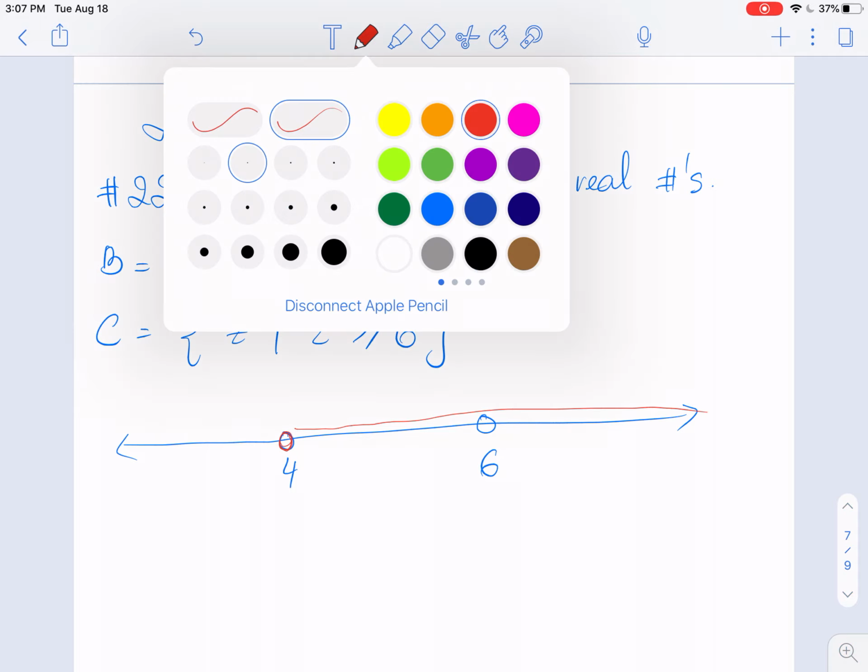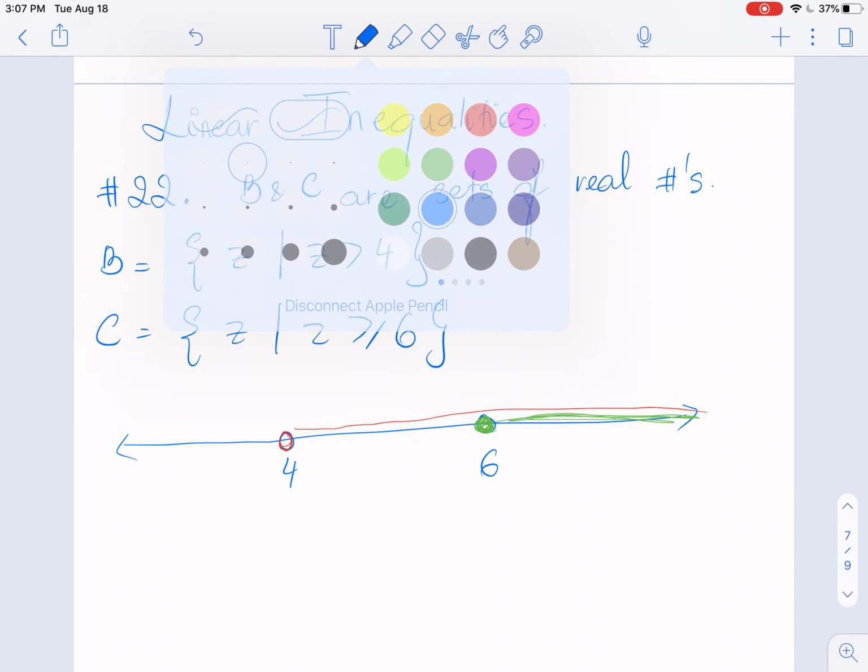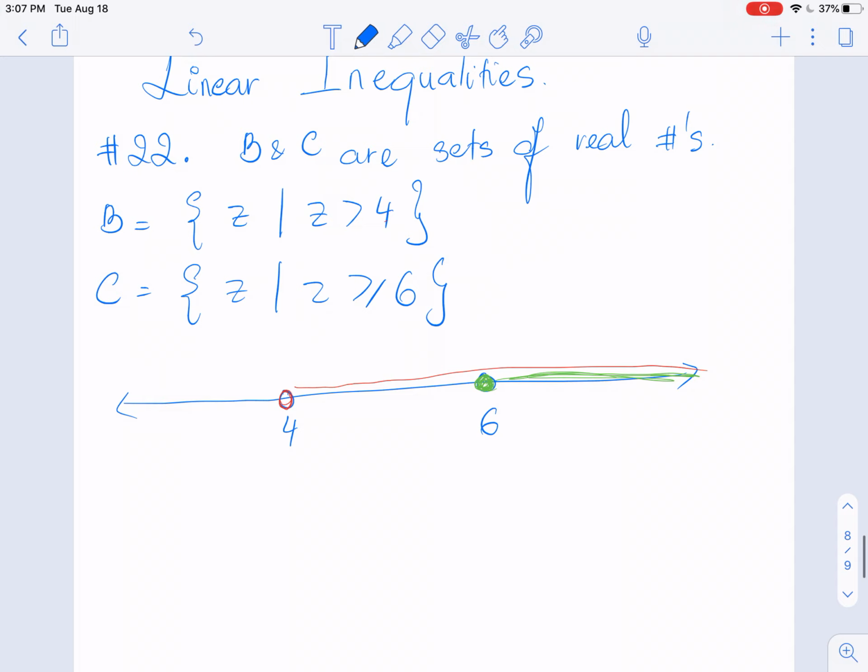For C, it is everything greater than 6, which is to the right of 6. However, for 6, we have the equal sign, so we're going to include the number 6 as well. Okay, so let's go back and look for the union and the intersection.